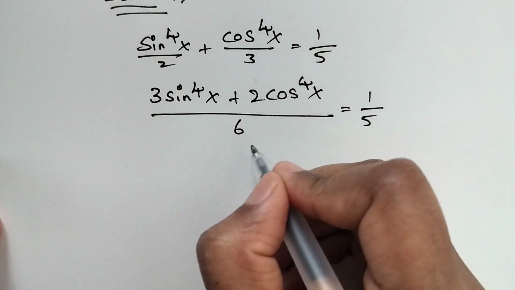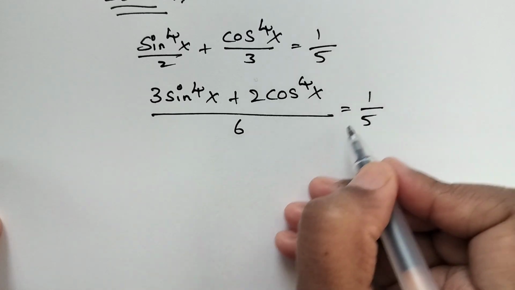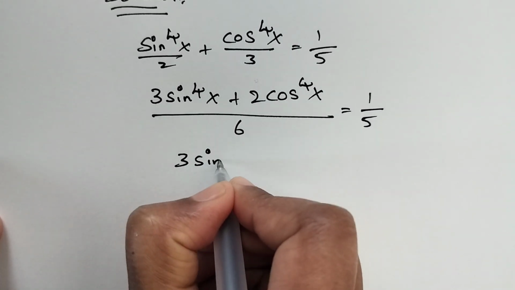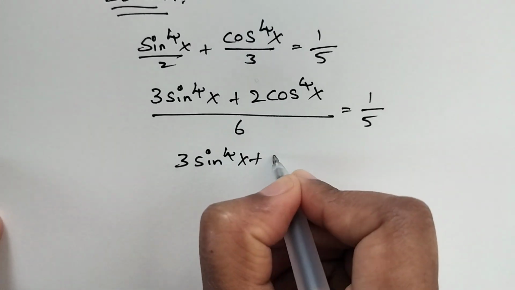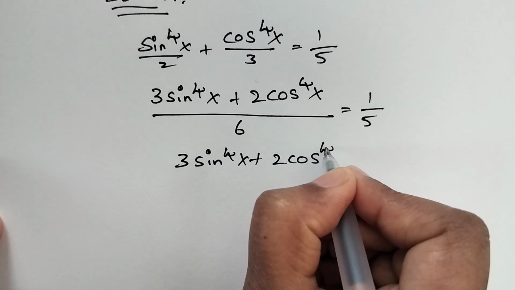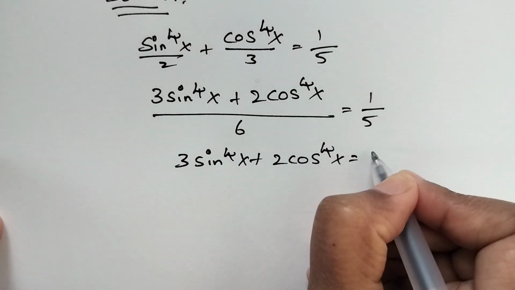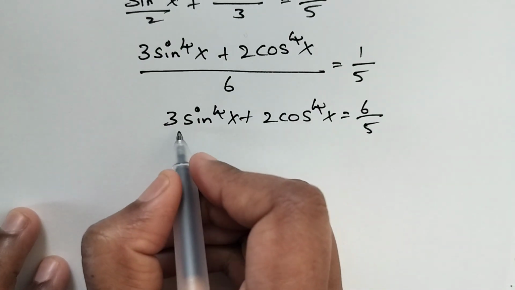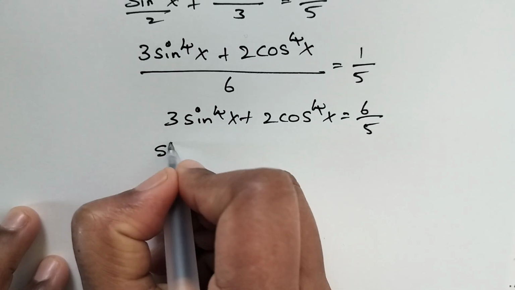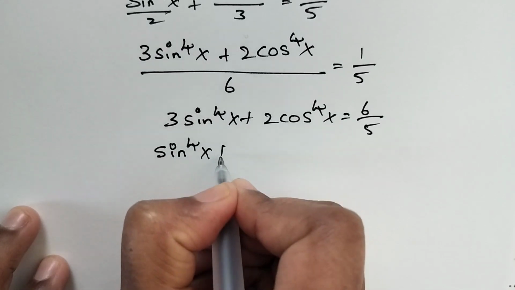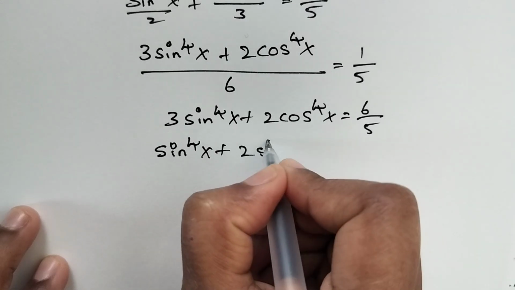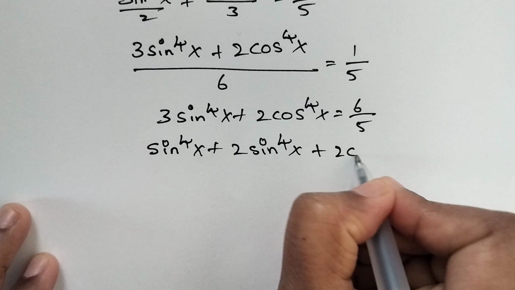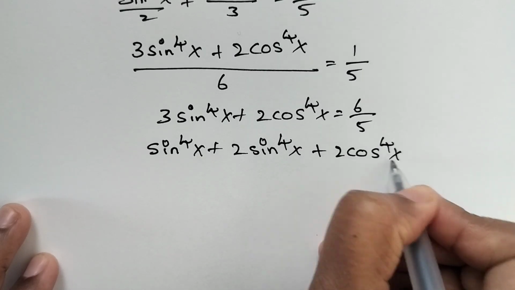Now multiply this term: 6 times 1 is 6. So 3 sin⁴x + 2 cos⁴x = 6/5. Here we have 3 sin⁴x, right? We can write this as sin⁴x + 2 sin⁴x, so 3 sin⁴x + 2 cos⁴x.